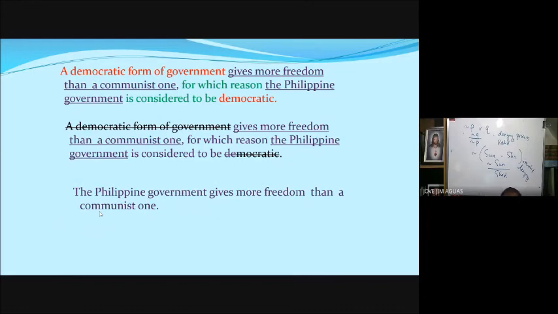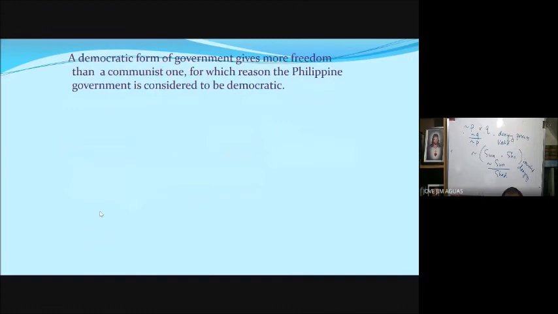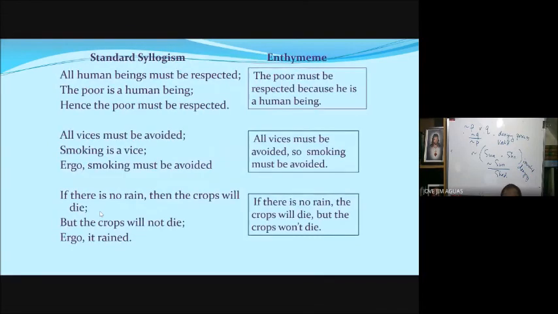Let's go back to the three examples that we have, and let's try to form the implied statement. Again, the first step is to cross out the common term. What is the common term here in this first enthymeme? Anyone?